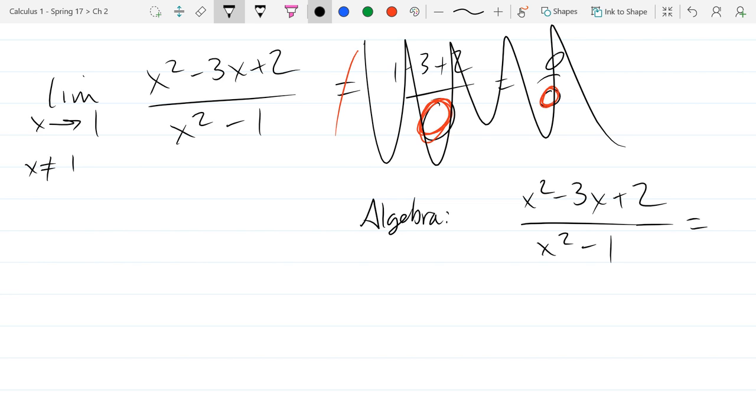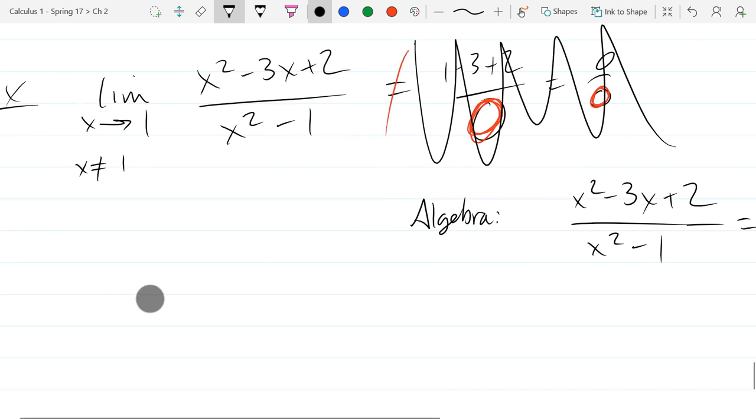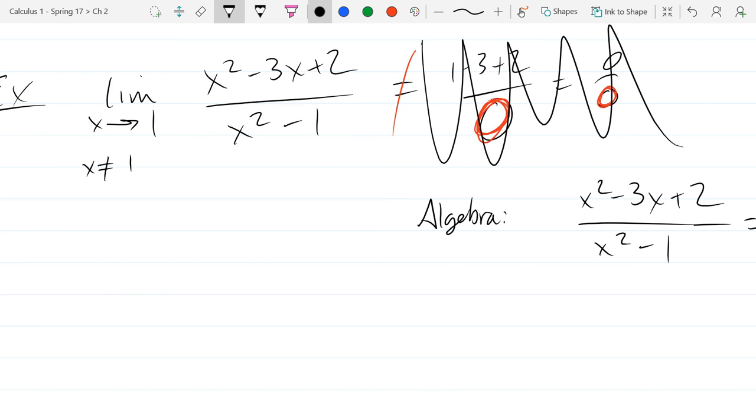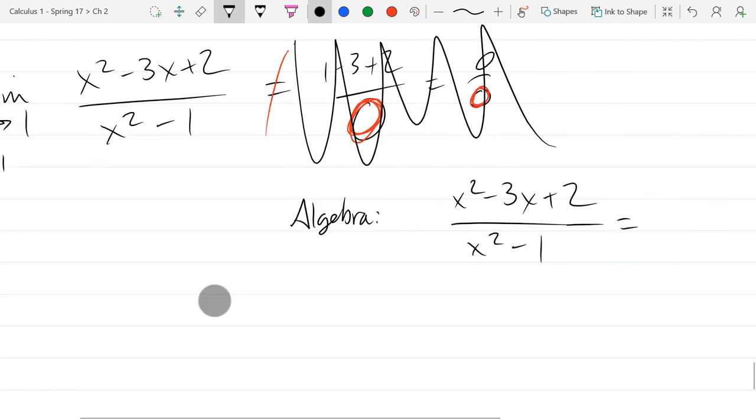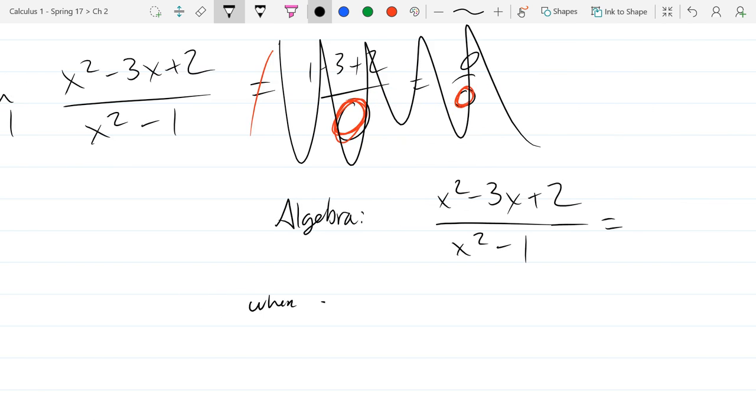So we got 0 over 0. If you remember way back to pre-calculus 1 class and polynomials, if you get zeros, those correspond to factors. So do you know what factor? When x was 1, we got zeros. What factor does this correspond to? Well, this particular factor corresponds to x minus 1 right here.